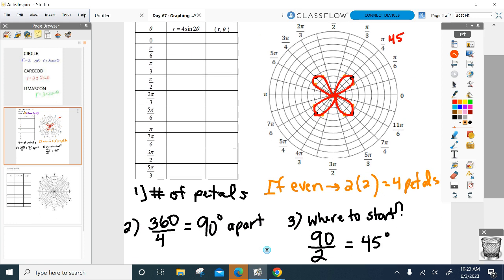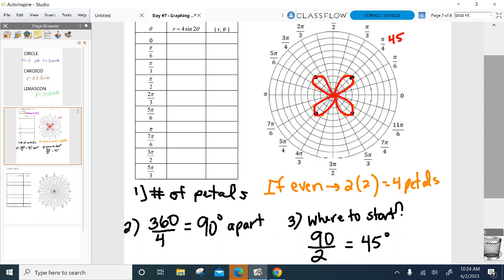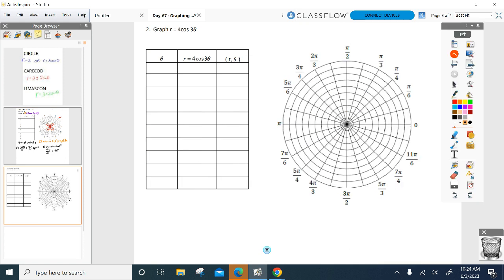All right. Anything you want to ask? Because basically the rules are going to stay the same. There's going to be one change on the next problem, and that's it. Anything you want to ask? Go ahead. We got one more. All right. 4 cosine 3 theta.